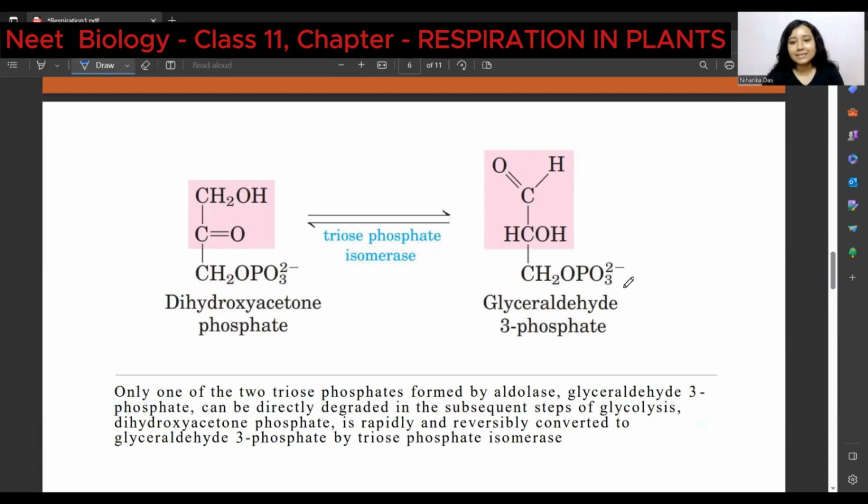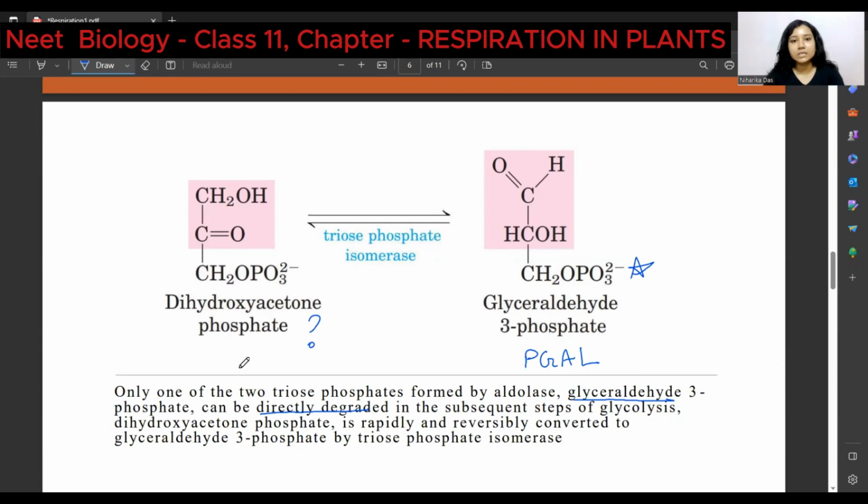We will see that the glyceraldehyde 3-phosphate, which we also call PGAL, phosphoglyceraldehyde, is going to take part. So what is going to happen? The glyceraldehyde 3-phosphate directly gets degraded in the subsequent steps. But what about the dihydroxyacetone phosphate? Will it not be participating? Yes, it will also be participating.